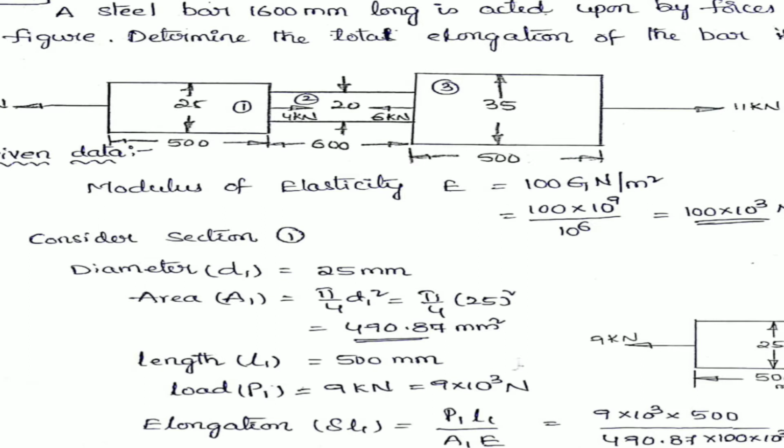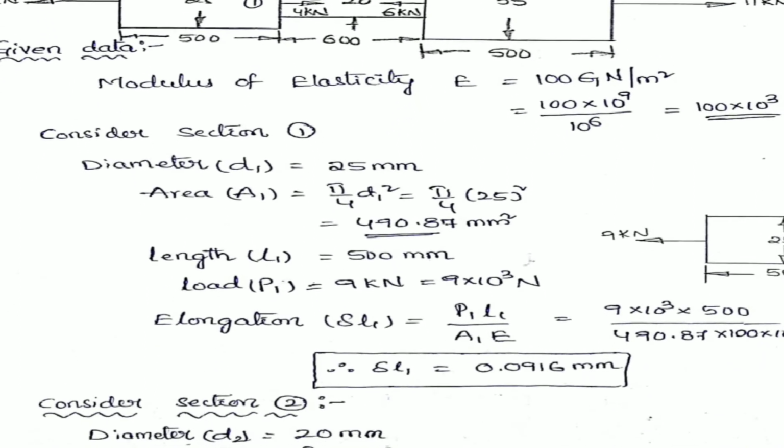Section 1, section 2, section 3 are available. Section 1 length 500, section 2 length 600, section 3 length 500, and diameters: section 1 25, section 2 20, section 3 30. Modulus of elasticity E is equal to 100 giganewton per meter square, which is converted into 1000 into 100 into 10 to the power of 3 Newton per mm square.